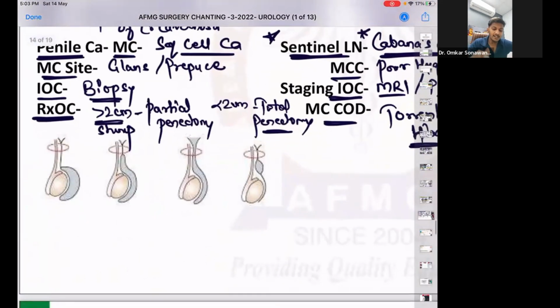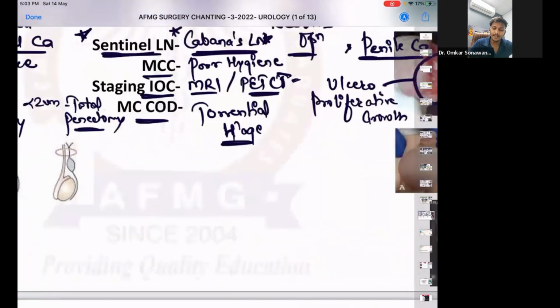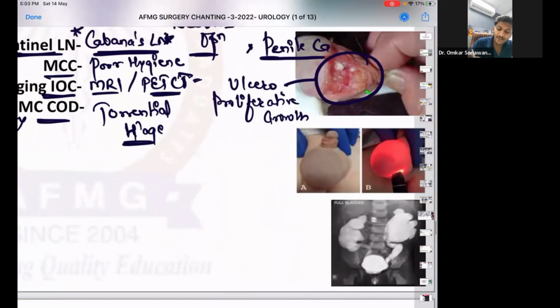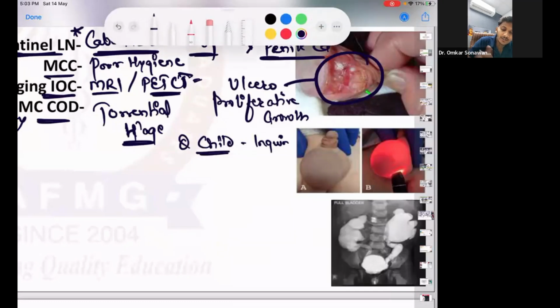Then if I talk about this condition, what is this called? Anybody? It is visible here. A child presents to you with an inguinoscrotal or only a scrotal swelling. It can be inguinal, it can be scrotal. Here it is scrotal, but it can be an inguinoscrotal swelling as well.